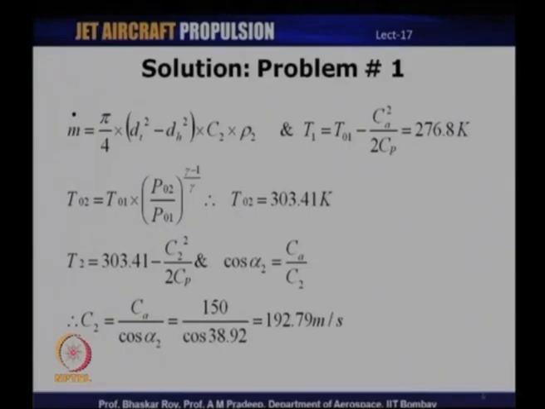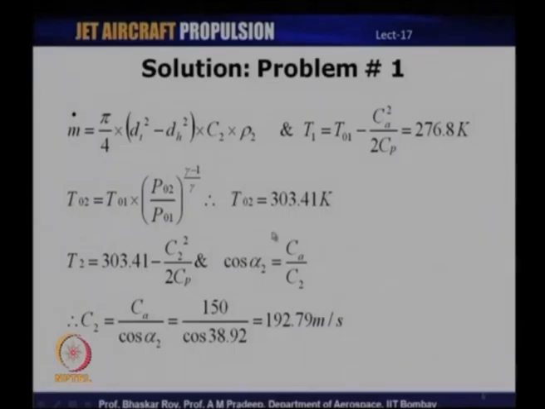So, we have the temperature T 1, which is equal to T 01 minus C A square by 2 C P. T 01 is given in this question, and C A is already known. So, we can find T 1, which comes out to be 276.8 Kelvin. The stagnation temperature we can find by the isentropic relation, because there is no efficiency specified here, so we can assume the process is isentropic. So, T 02, the stagnation temperature at the exit of the rotor, is equal to T 01 into P 02 by P 01 raised to gamma minus 1 by gamma, where P 02 by P 01 is the compressor pressure ratio, already given as 6. From there we can find the temperature at the exit of the rotor, and that comes out to be 303.41 Kelvin.